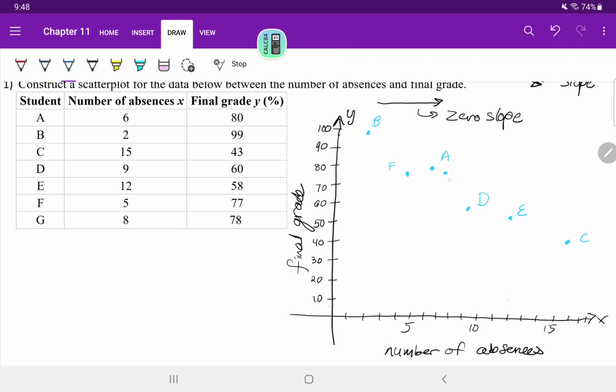As an approximation. Okay, and this is my scatter plot. Put my G right here. That is how I construct my scatter plot. And if you notice, some of the data may have some gaps in between, but the trend is going downwards as the number of absences seems to increase. The final grade is decreasing because once again, my data is decreasing. It is going down. Therefore, I can say that this is a negative relationship.